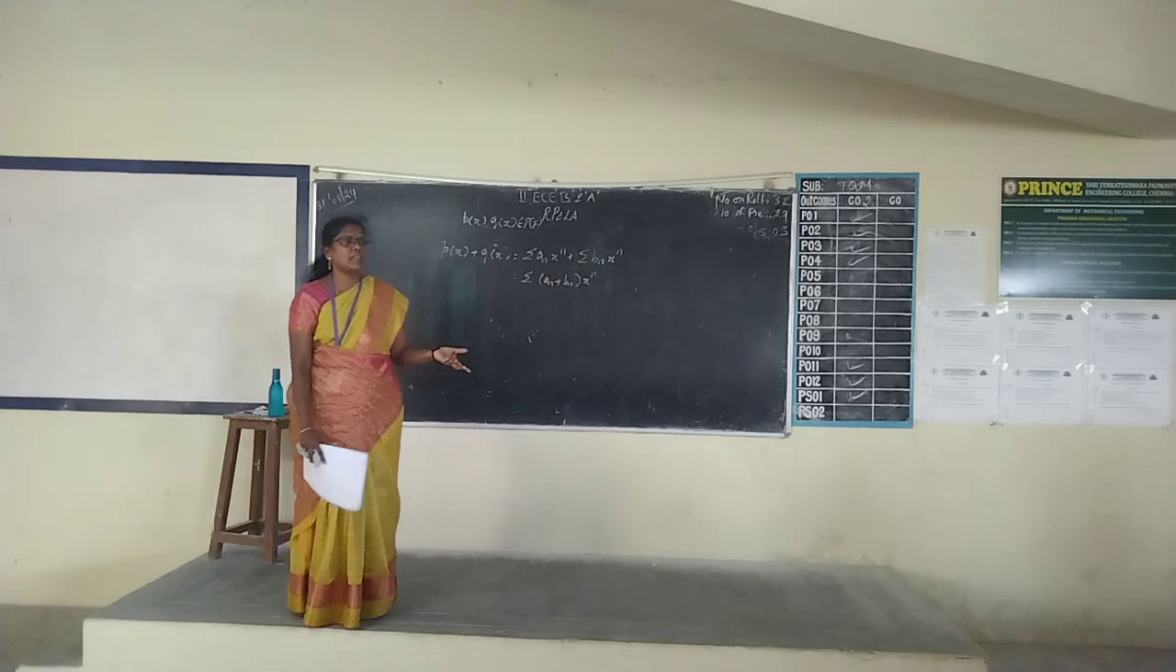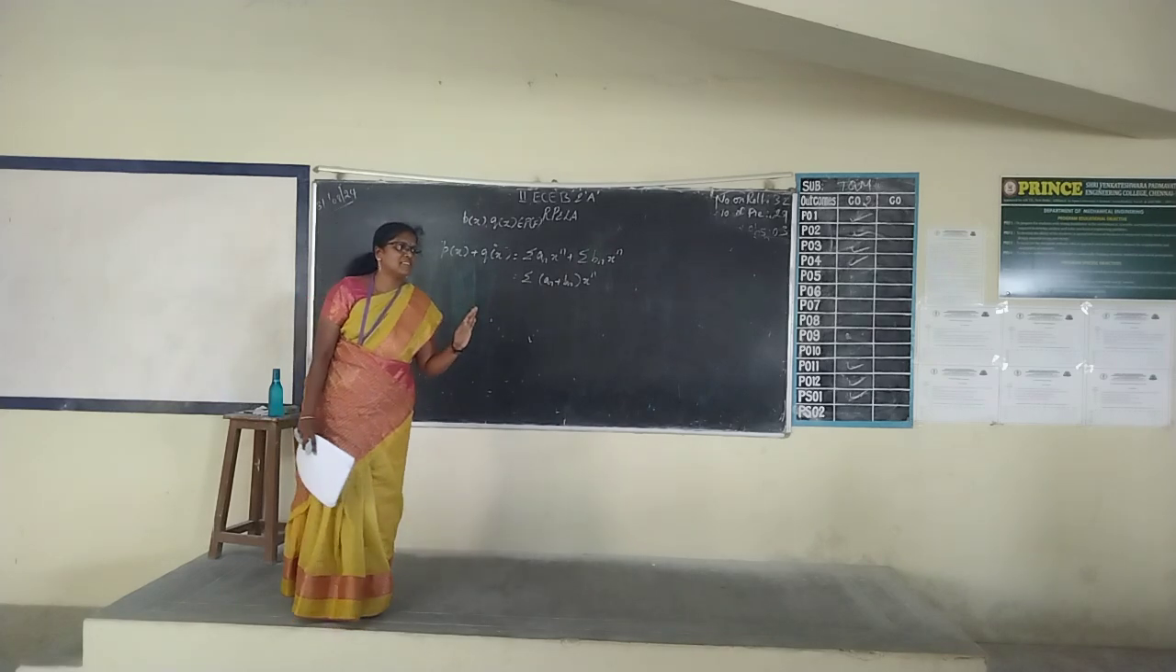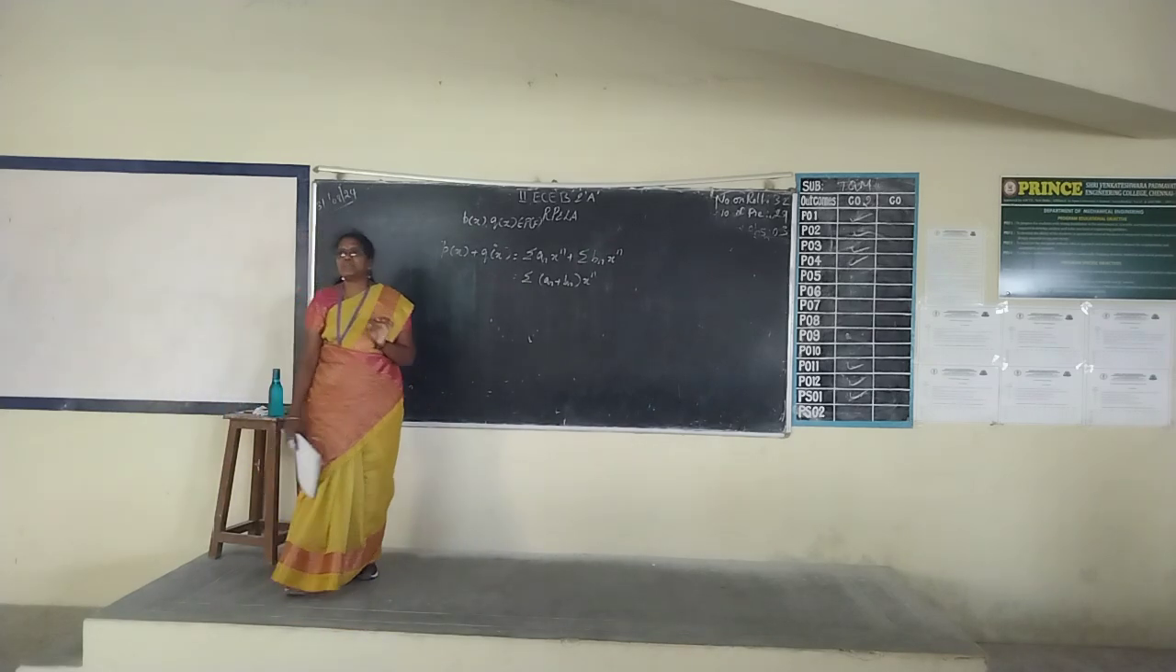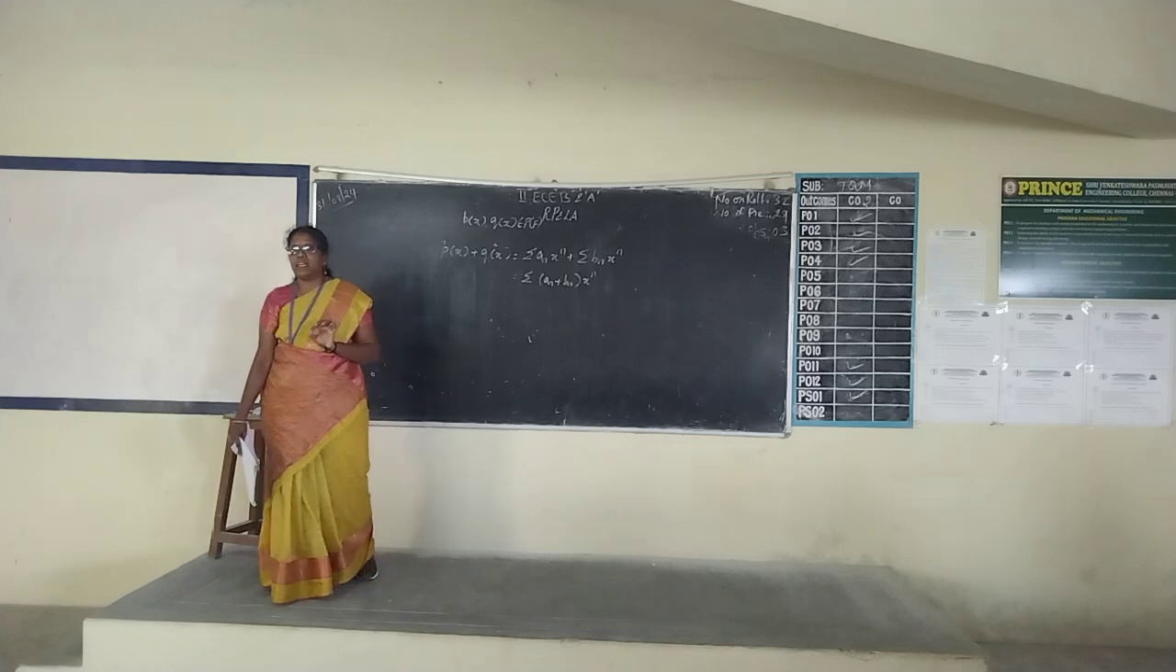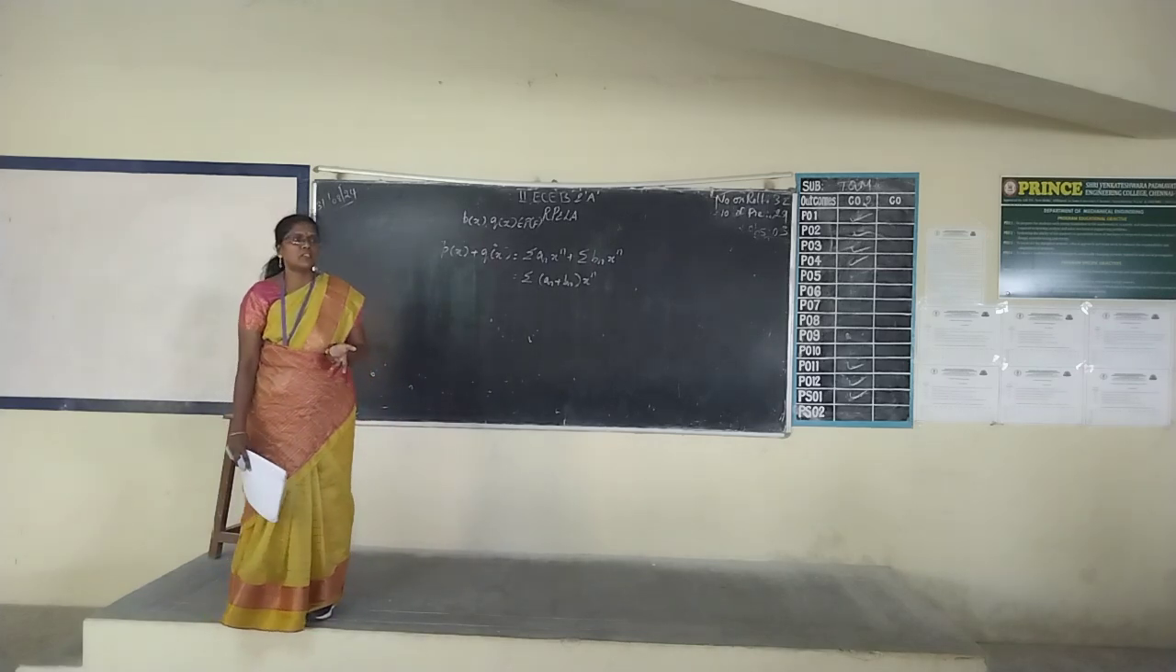That's all simple. So a n plus b n is the same as b n plus a n, since both are constants, the coefficients are constants.